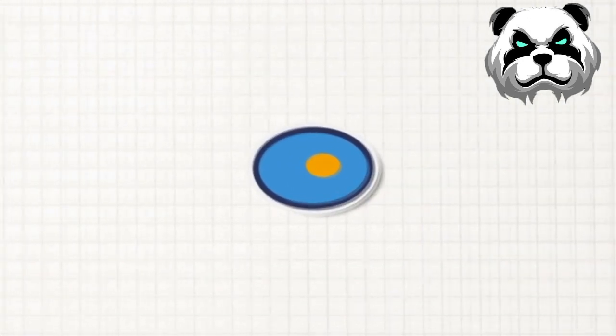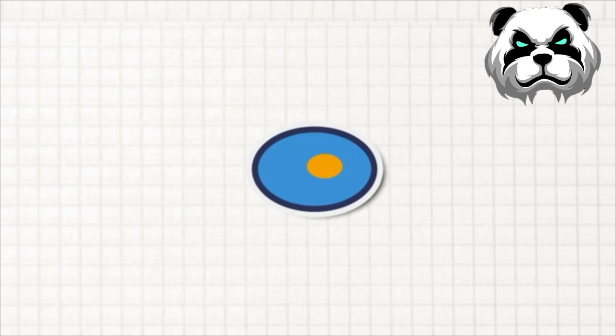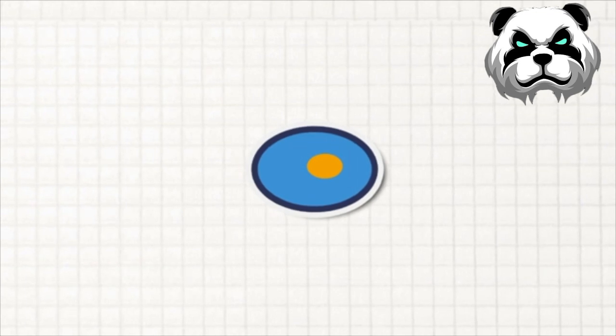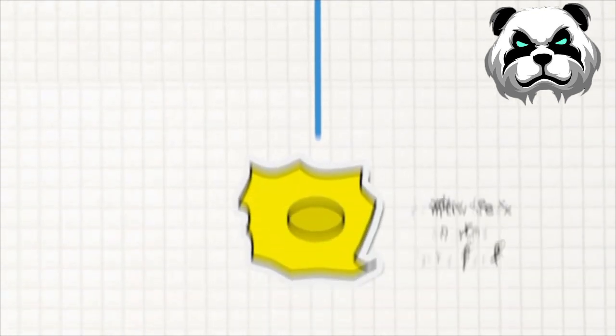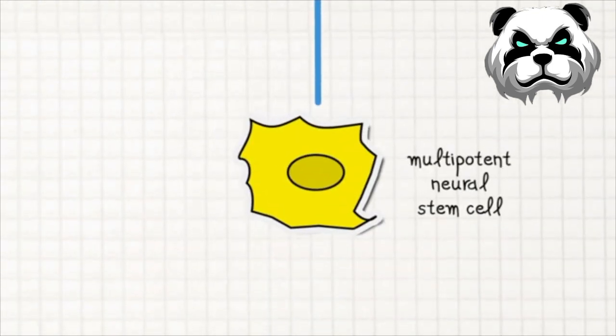Let's now look closely at the differentiation process of an embryonic stem cell to form a neural cell. This is a pluripotent embryonic stem cell. It can differentiate into any cell. If, however, it divides into a neural stem cell, it will become multipotent, meaning it will not be able to give rise to anything other than neural cells.